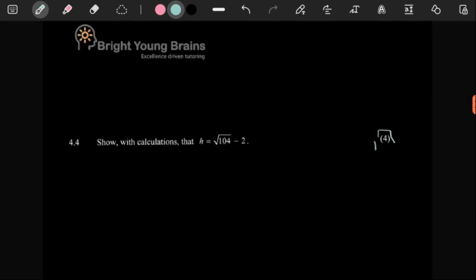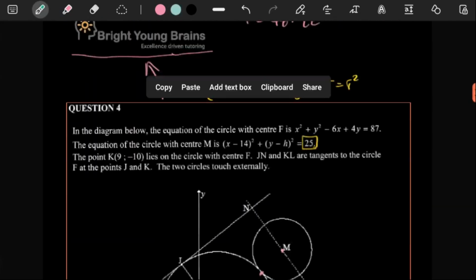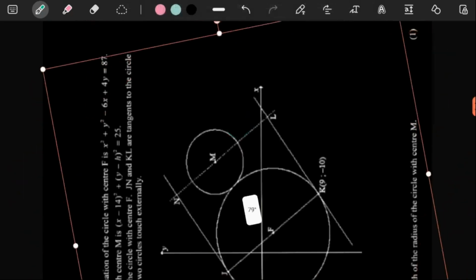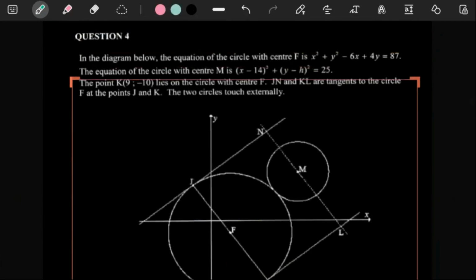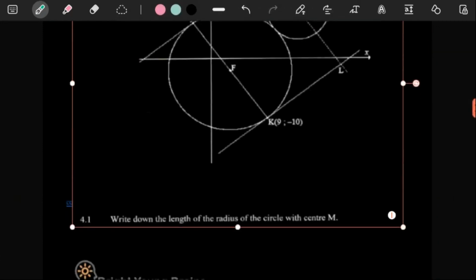What else? For 4 marks, they said, show the calculations that h is equal to square root of 104 minus 2. Where is h? H in the expression, I feel like we have to copy the sketch because I'm scrolling up and down. It's not nice, man. We are not as keen on doing that. So let us just do what we gotta do. Let's crop this thing here. Where is H though? What are they talking about when they're talking about H?